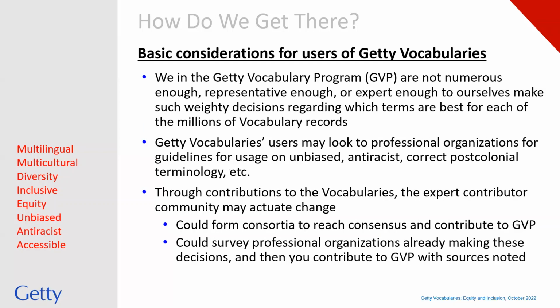Also, our users need to keep in mind that we in the Getty Vocabulary Program are not numerous enough, representative enough, or expert enough to ourselves make weighty decisions regarding which terms are best for each of the millions of vocabulary records. But instead, the users can look to their professional organizations for guidelines on usage for unbiased, anti-racist, and correct post-colonial terminology, etc. And then, through contributions to the vocabularies, this expert user community may actuate change in the vocabularies. They could form consortia to reach consensus and contribute to the vocabularies. They could survey professional organizations already making these decisions and then contribute back to the vocabularies.